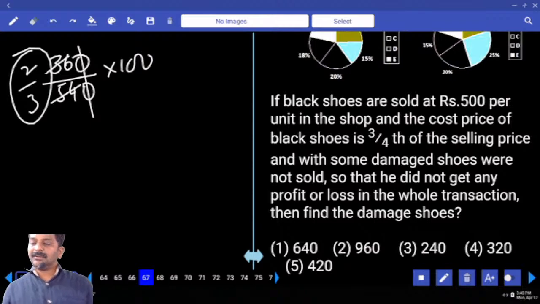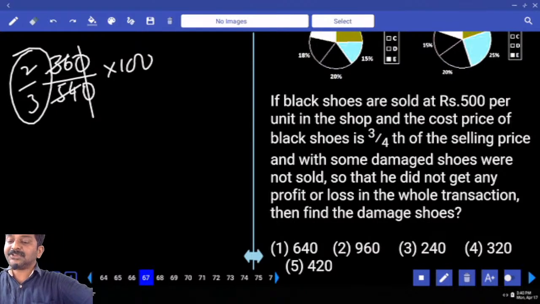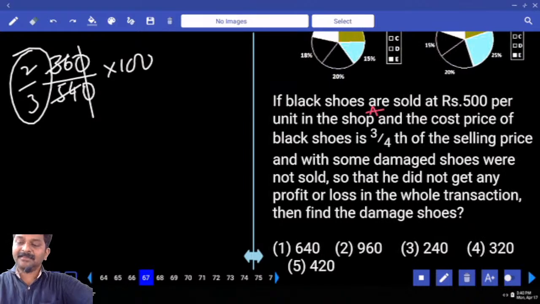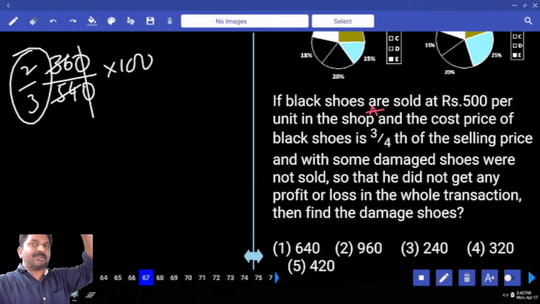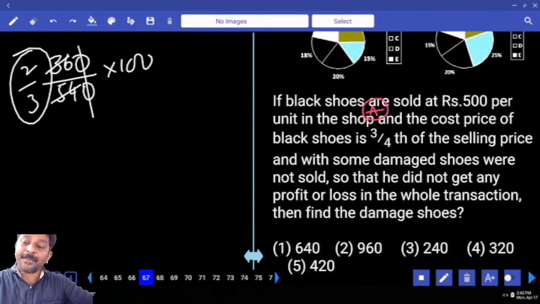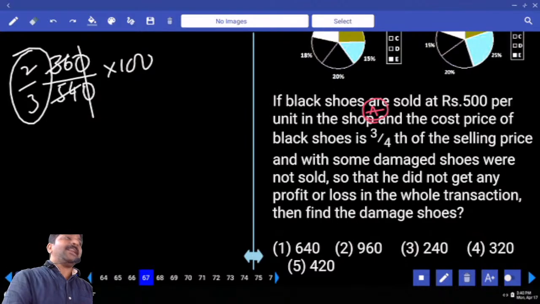Black shoes are sold at 500 rupees per unit in the shop A. Which shop is mentioned in the question? When it is not mentioned, we should take all shops. If we take all shops, is the cost price of black shoes in every shop the same or different? That is not mentioned in the question. We don't have clarity. So missing here, it is shop A. We need to calculate from shop A.